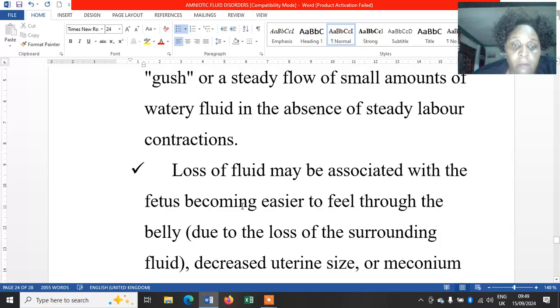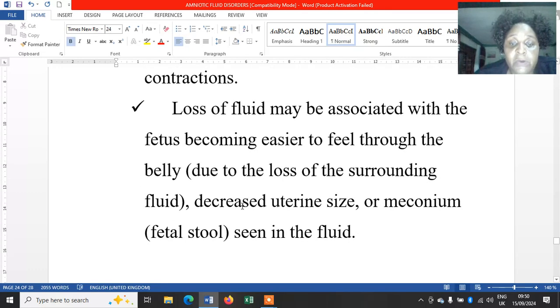So this mother can also report that loss of fluid may be associated with the fetus becoming easier to feel through the belly due to the loss of the surrounding fluids. It can be associated with a decreased uterine size or meconium.